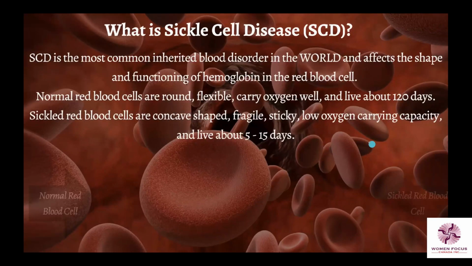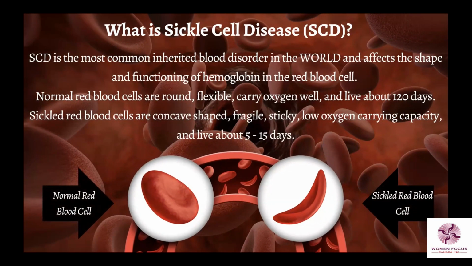I'm going to presume not everyone knows what sickle cell disease is, so I'm going to do just an overview of it. So sickle cell is the most common, I always like to start with this, it's the most common inherited blood disorder in the world. So I kind of feel like we all have an obligation, honestly, to at least know what this disease is. It affects the shape and functioning of hemoglobin in the red blood cell.